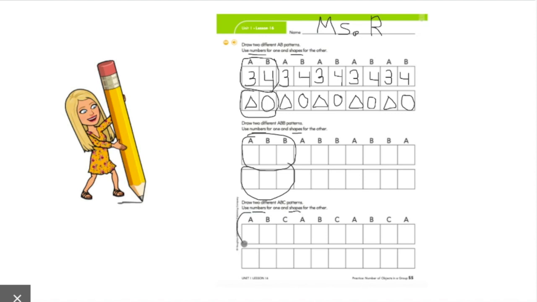So now when we make this pattern, everything in the ABC is going to repeat. Everything down here, ABC, is going to repeat all the way down. We always use numbers for the first one, shapes for the second, numbers and shapes. Remember to look at what kind of pattern it is on the top to help you decide what order your shapes or your numbers will be in. When you're all done with the front, flip it over for the back.